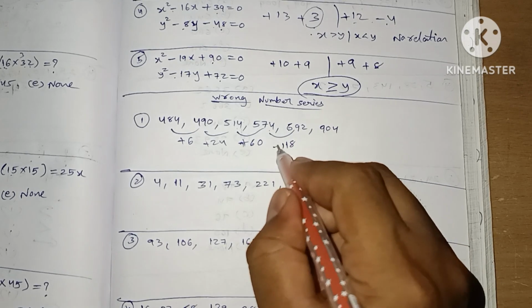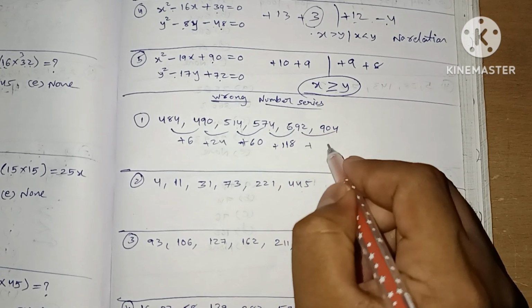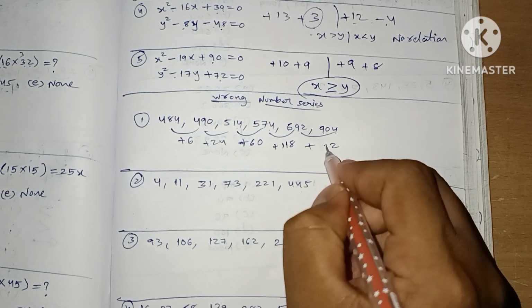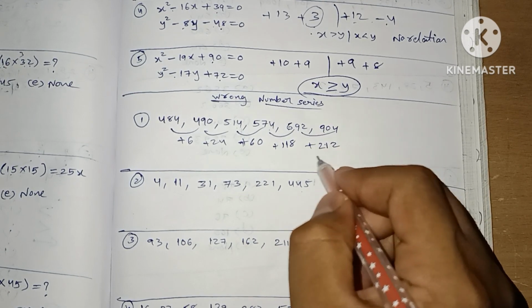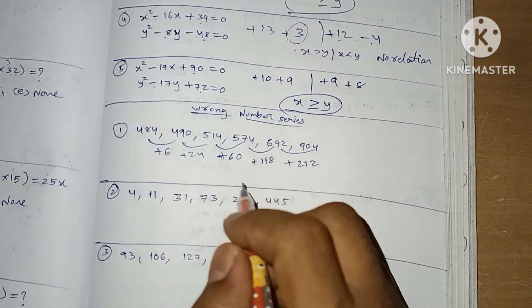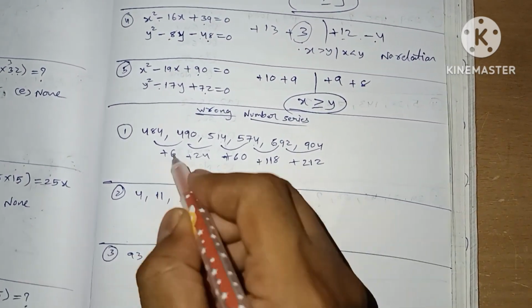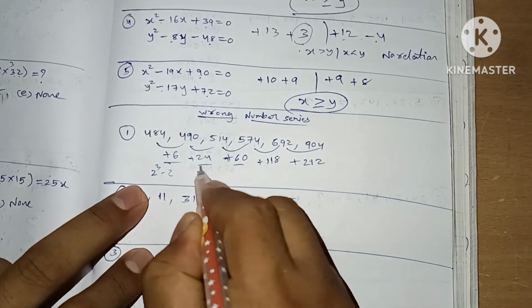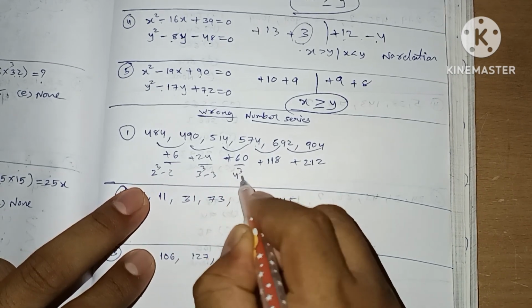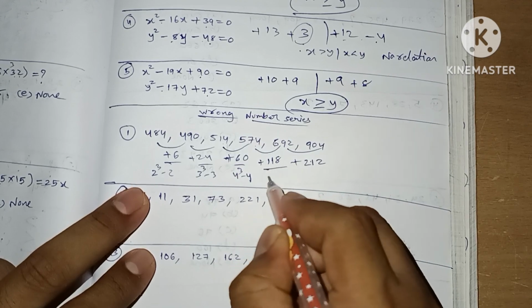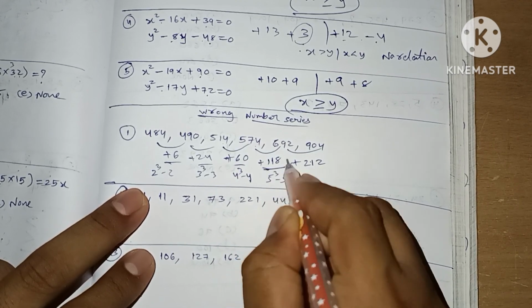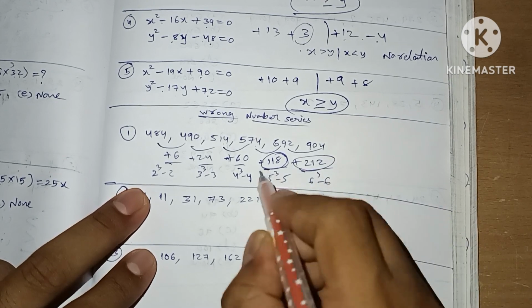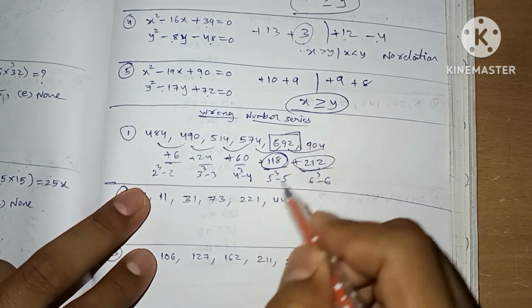118. Plus, here we see a difference of 2, 1, 2. Okay, these numbers are familiar to me as 2 cube minus 2, 3 cube minus 3. This is 4 cube minus 4, and it must be 5 cube minus 5, which is wrong here, and this must be 6 cube minus 6. This is also wrong. So these two are wrong numbers.